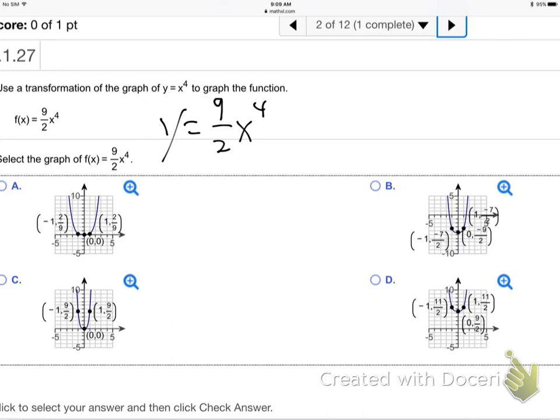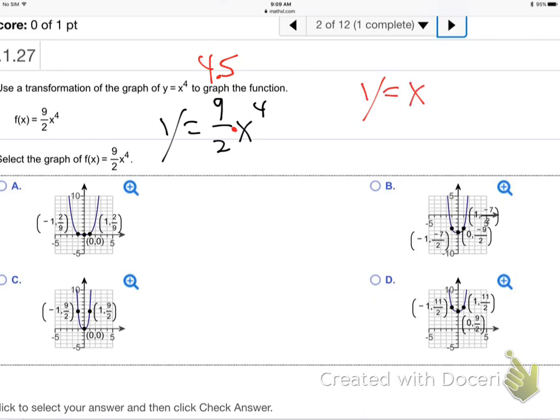Because it's times and not added, right? Because it's 9/2 times, right? So 9/2 is like what, 4.5? So it's bigger than 1, right? So it's going to stretch it vertically. Right? You got to make that sound when you do it. No. So it's going to stretch it vertically. It's going to be 4.5 times as tall. It's going to go up 4.5 times as fast.